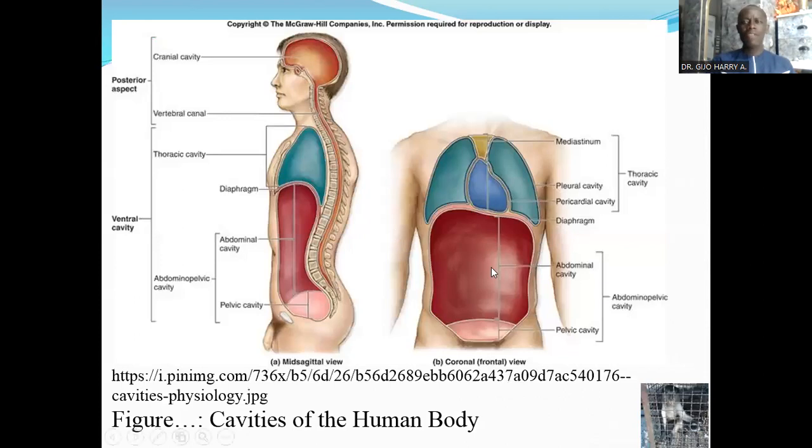Now here is a figure showing the various cavities. The coelom of mammals has these four cavities. The pericardial cavity accommodates the heart. The pleural cavity accommodates a pair of lungs. Then we also have the abdominal cavity, which accommodates the stomach, the intestines, the liver, the pancreas, and other organs. And then we have the pelvic cavity that accommodates the reproductive organs.